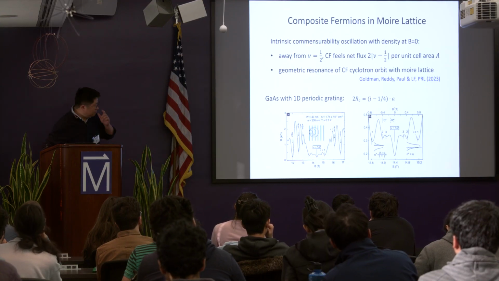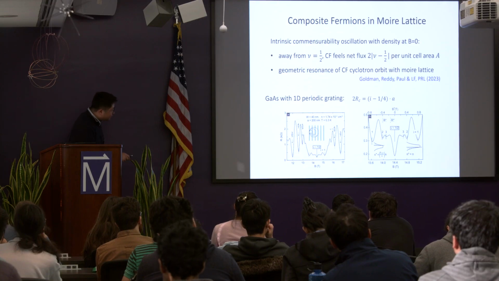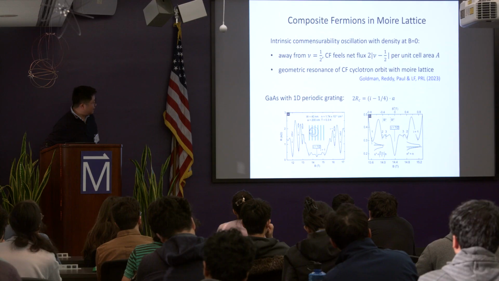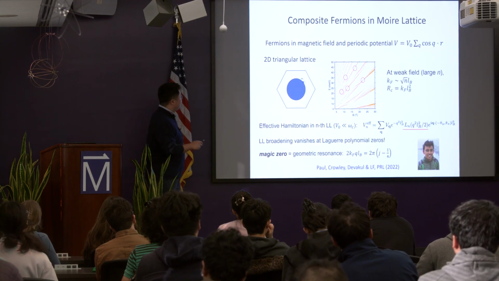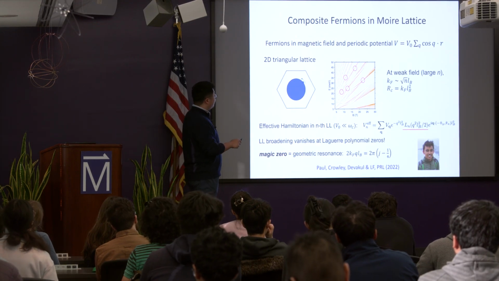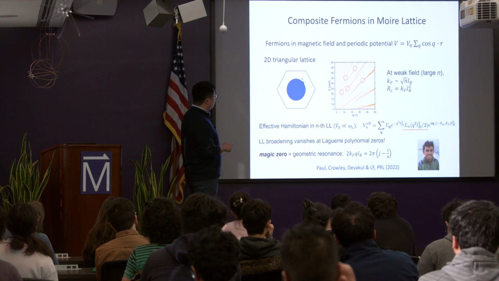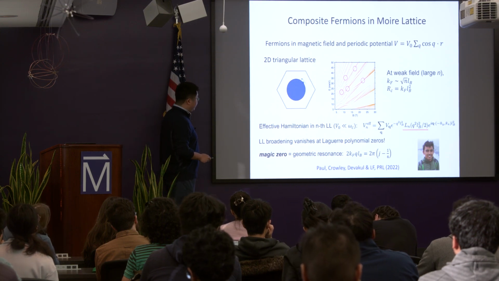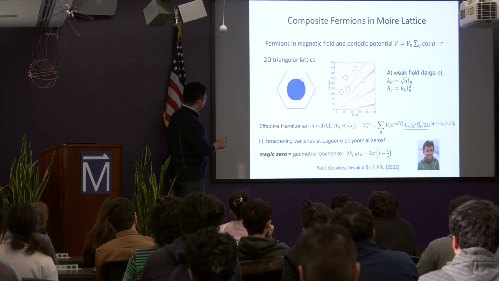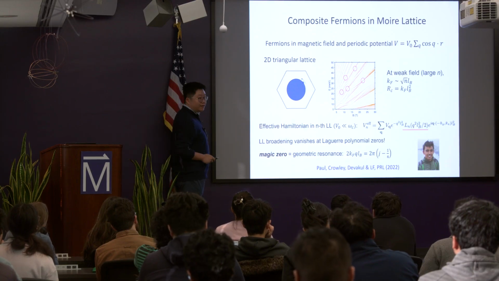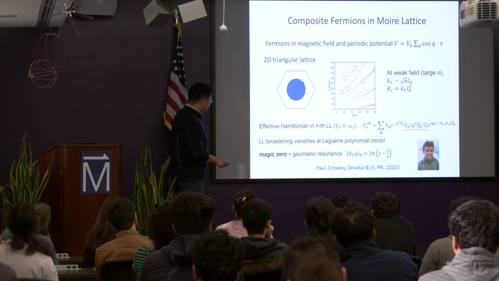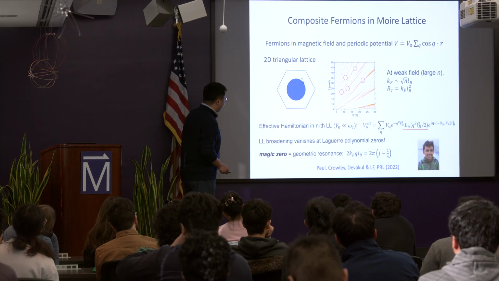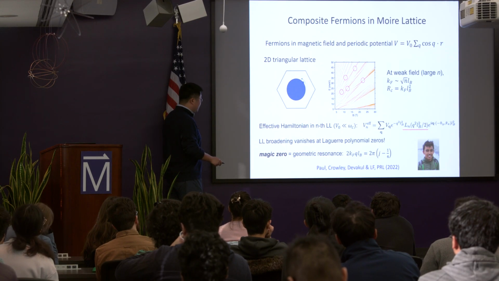Now the question is, what determines this resonance condition? In the 1D system, this was understood a while ago, but for this general problem, we now have a 2-dimensional periodic potential with the symmetry of a triangular lattice. And what is the general condition for geometric resonance for particles in a magnetic field and a periodic potential? This was worked out by Nishaga Paul, in collaboration with Philip Crowley and Trithep Devakul.